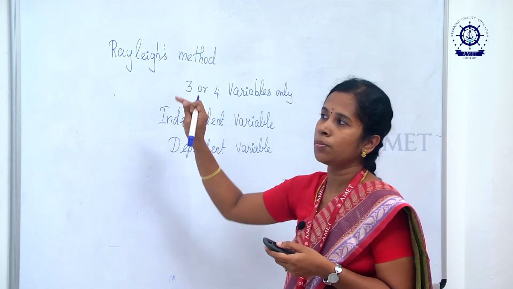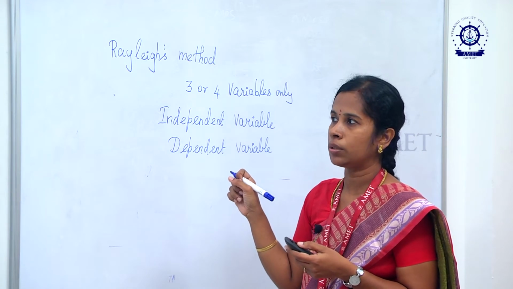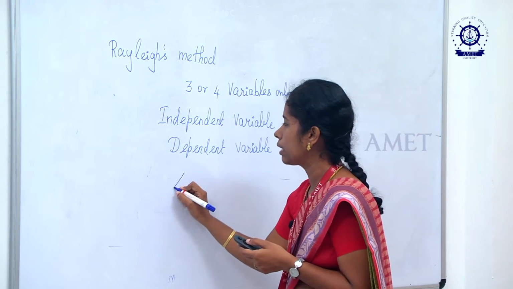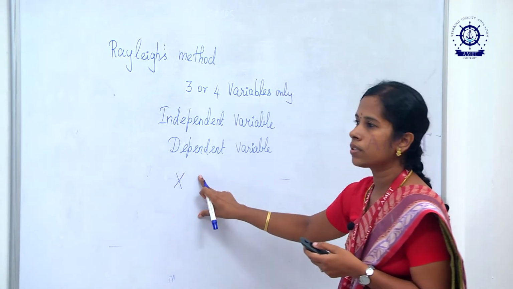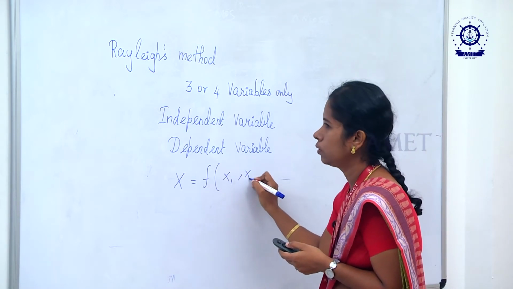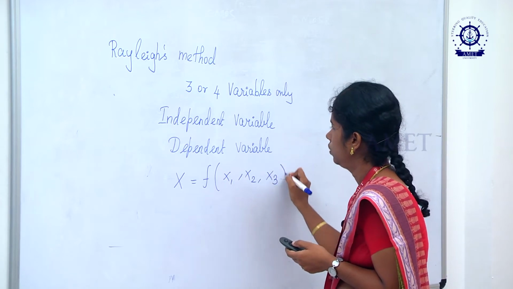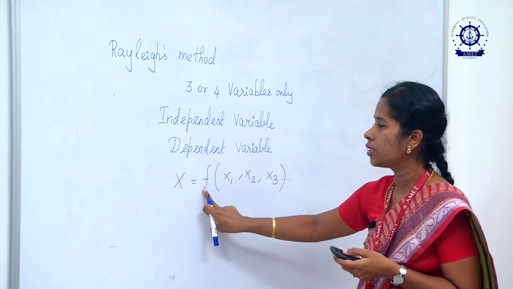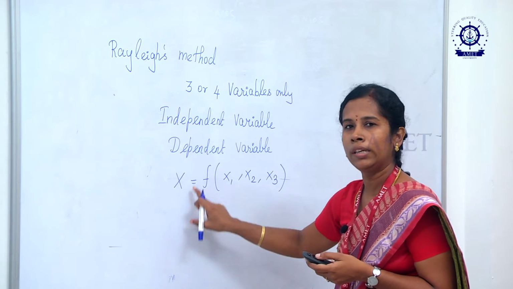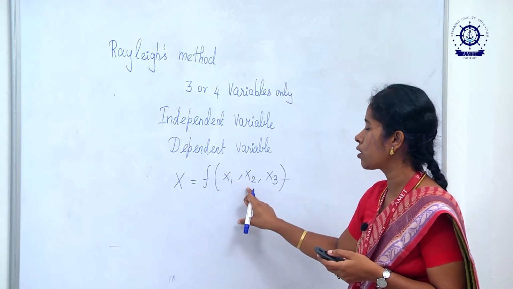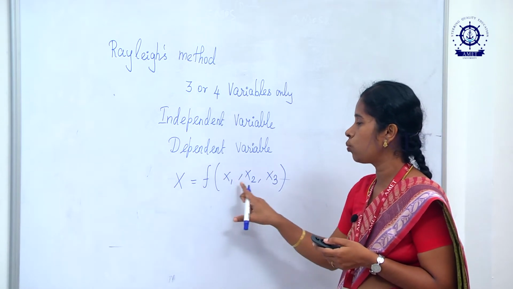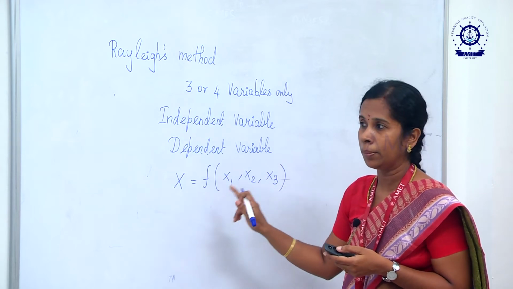So, what is Rayleigh's method? If the number of independent variables becomes more than 4, then it is difficult, as I said earlier. You consider x as a variable. x is depending on x1, x2, x3. So, x is called the dependent variable, whereas x1, x2, x3 are called the independent variables.